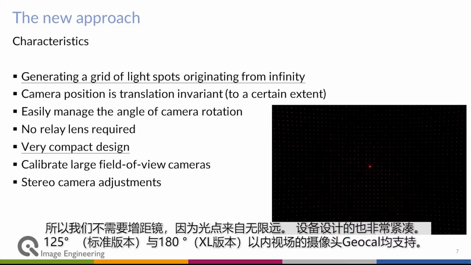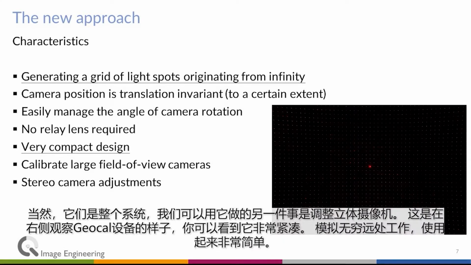So we do not require a relay lens in this case because the light dots are originating from infinity. We can use a very compact design. We can characterize cameras with a large field of view. So you'll see some 120, 125 degree field of view images. We already also did it with cameras that have around 180 degrees field of view. Of course, there the whole system reaches its limit. And another thing we can use it for is to adjust stereo camera pairs to each other.